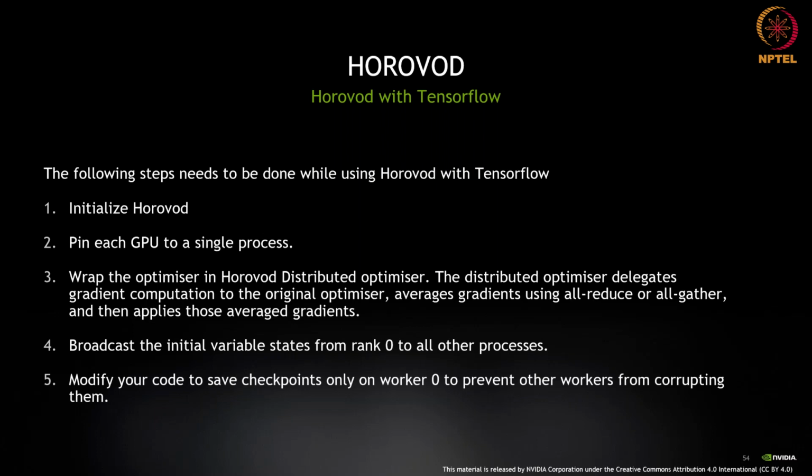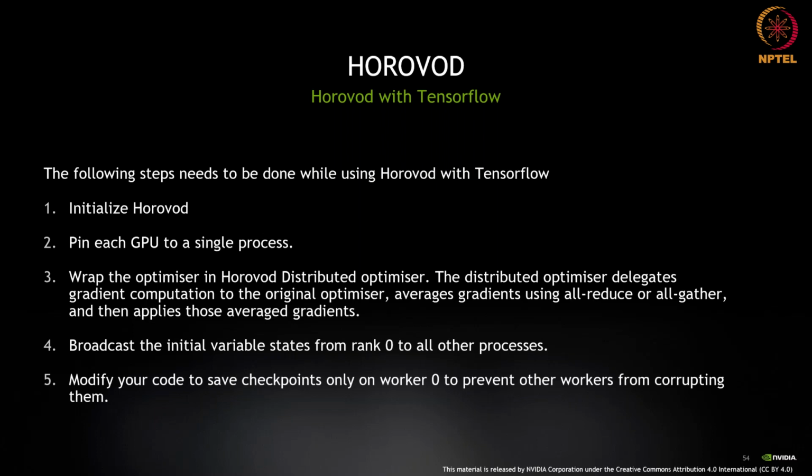The steps which are required in the code to make use of Horovod are, obviously like MPI, we need to do initialization. Initialization is key to finding out different aspects behind the scenes, and Horovod sets the context there. Then you pin each GPU to a single process. So at runtime, you will define how many processes you want, and then for each process you will pin a particular GPU. So you can pin one or more GPUs to a single process. Like TensorFlow, again, you're going to wrap the optimizer inside the Horovod distributed optimizer.